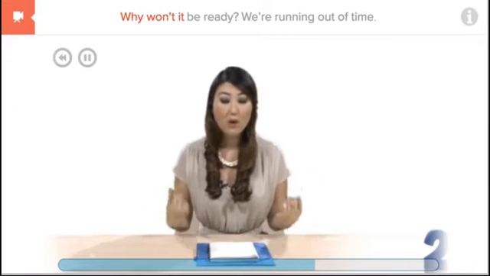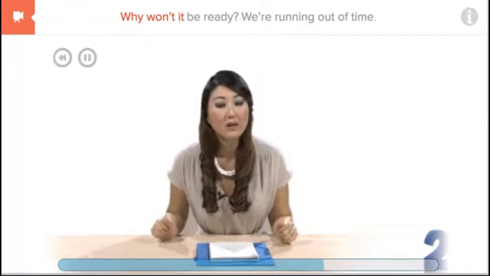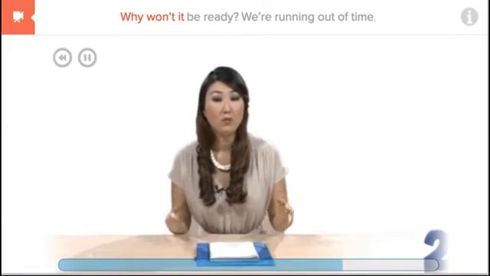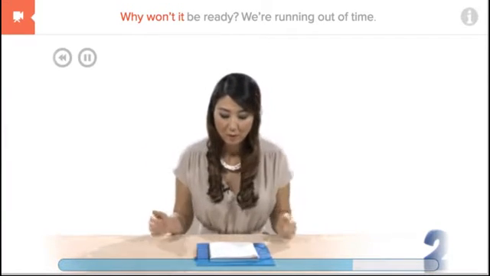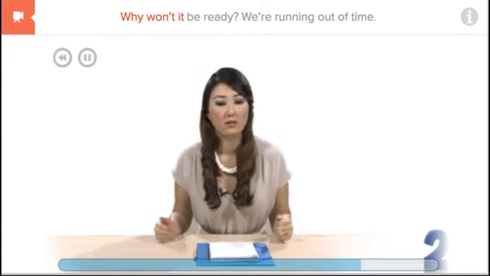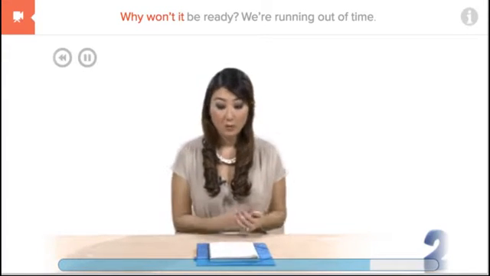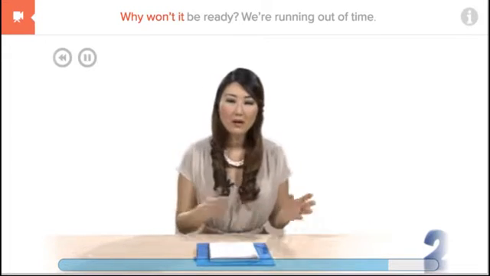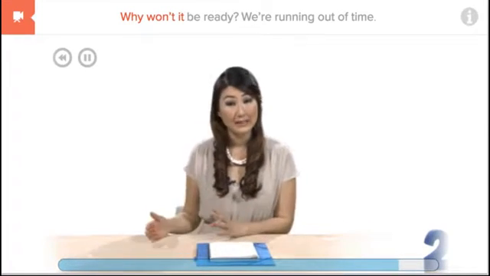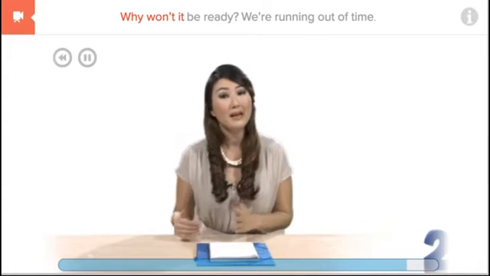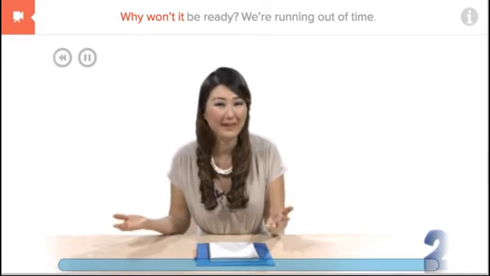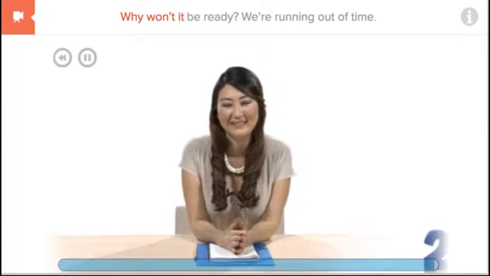Más ejemplos. Why won't it be easy? Why won't it be there? Why won't it be here? Why won't it work? ¿Por qué no funcionará? Why won't it matter? ¿Por qué no importará? So again, why won't it? Es el interrogativo negativo en futuro. Okay, so why won't it be ready? Okay, see you in a few minutes.